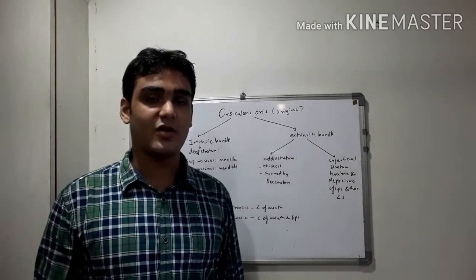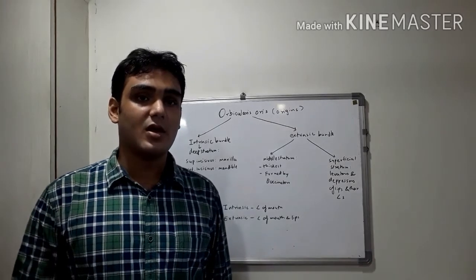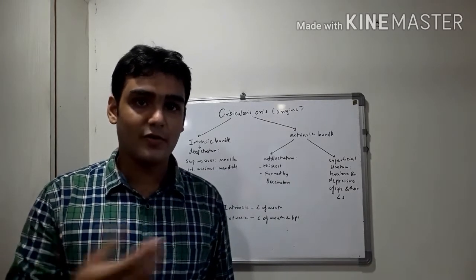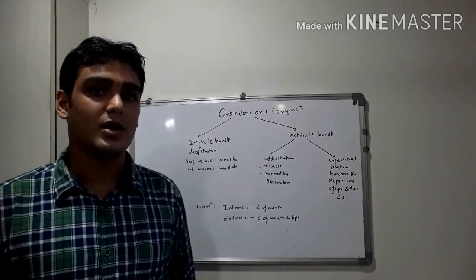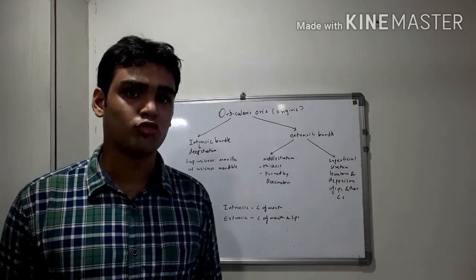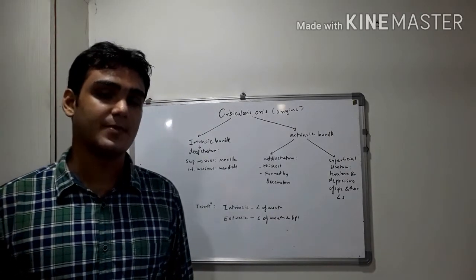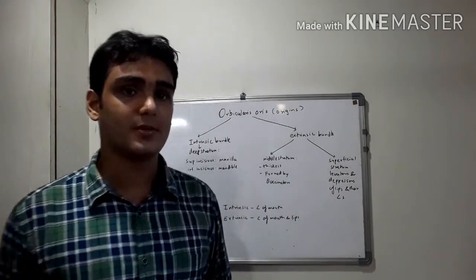And talking about the action of these muscles, it has the function of closing the mouth. It is the sphincter of the oral fissure, right? And also the protrusion of lips. These were its two functions: closing the mouth and protrusion of lips.